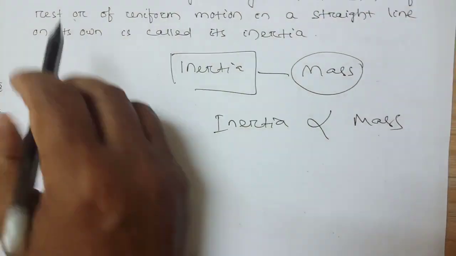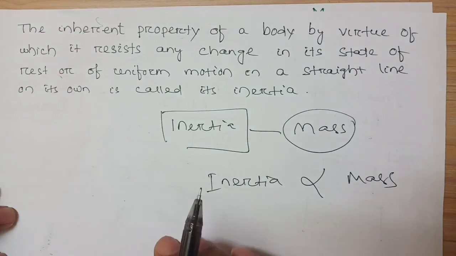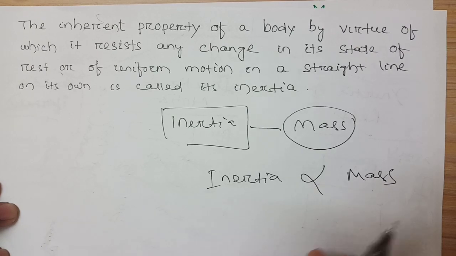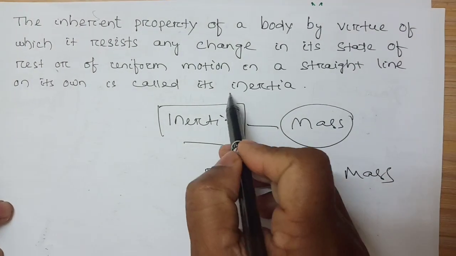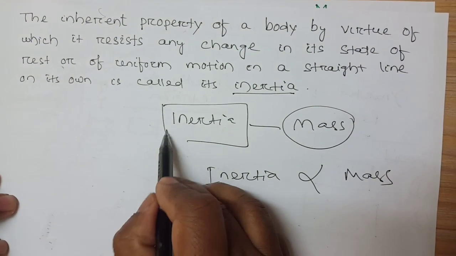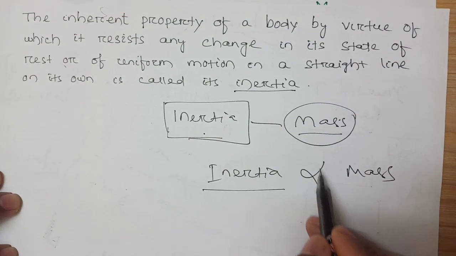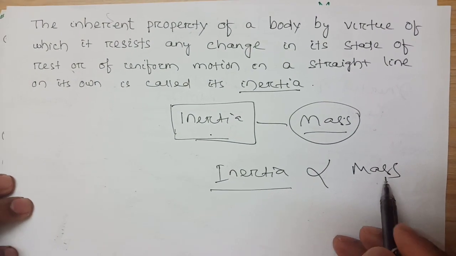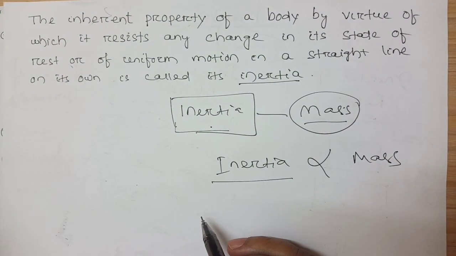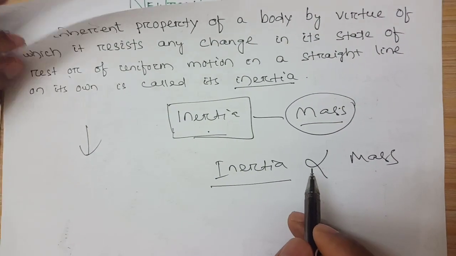What is inertia? The inherent property of a body by virtue of which it resists any change in its state of rest or uniform motion in a straight line on its own is called inertia. So it is an inherent property of every body. Inertia actually depends upon mass. If mass is more, inertia is also more. Therefore, inertia is directly proportional to mass. So understood? A heavy body has more mass and a lighter body has less mass in comparison. So remember, very important thing, that Newton's first law is known as the law of inertia.